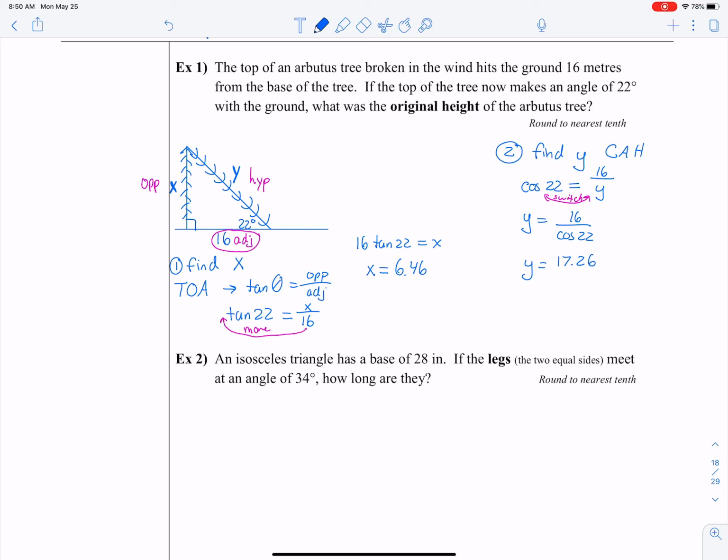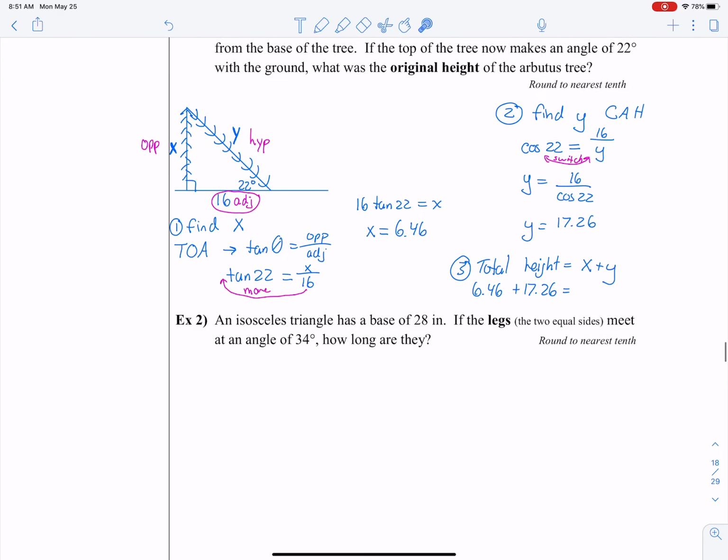Then I'm going to put that into the calculator, and I get 17.26. And then step 3, I want the total height, which is equal to x plus y. I need to add those two together. So I'm going to add 6.46 plus 17.26. And then it says here, round to the nearest tenth. Usually when you're doing these types of questions, you want to leave extra decimals until the very final step, and then you round your final answer to whatever they say in the question. And that makes it more accurate.